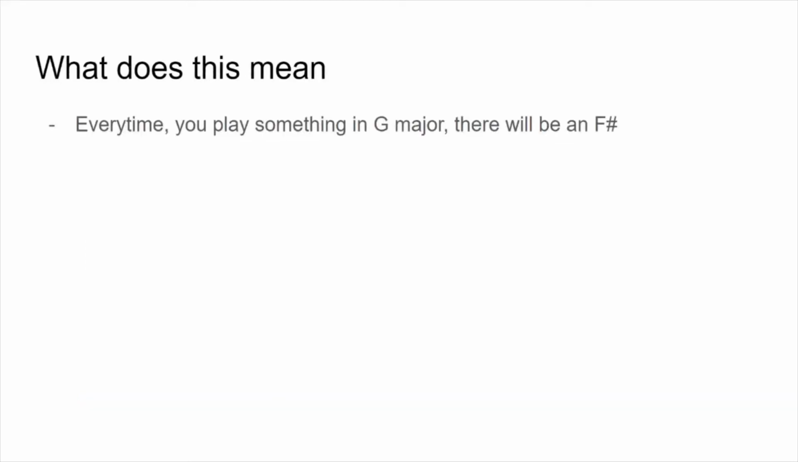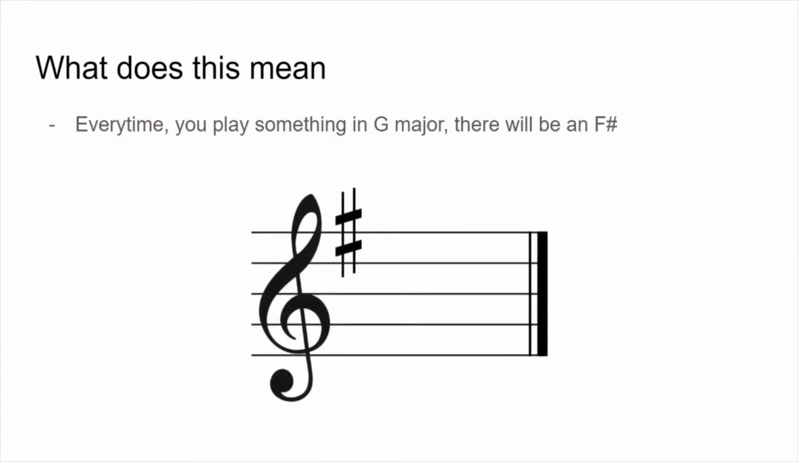So what does this mean? Every time you play something in G major, there will be an F sharp in the key signature. And it'll look something like this.